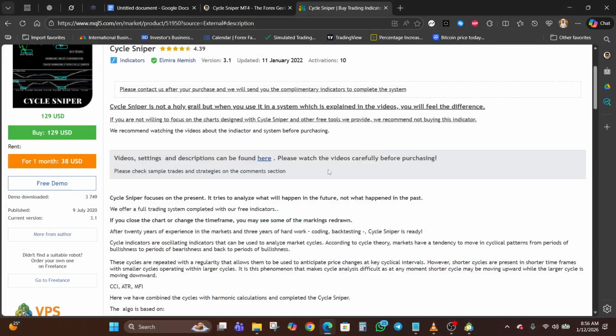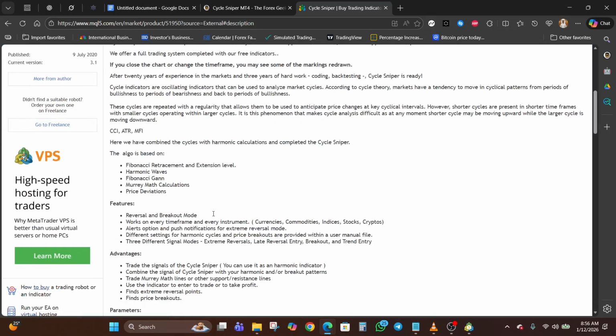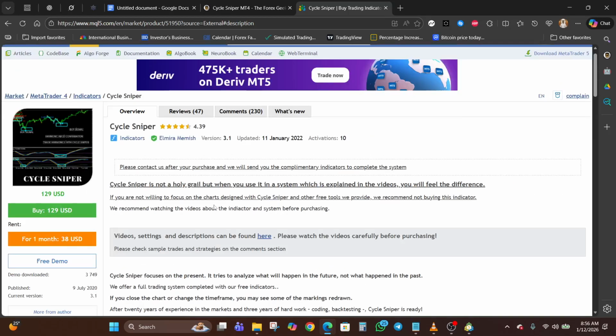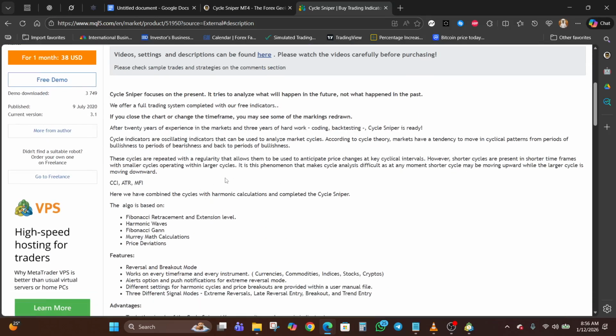Right now, this indicator, as every other indicator out there, does not guarantee profit. But the indicator is designed to help you analyze market cycles. As the name implies, it's a Cycle Sniper indicator, so it is designed to help you analyze market cycles.